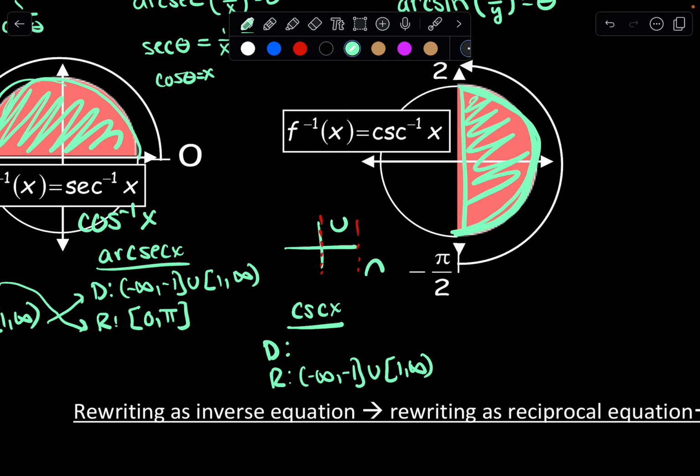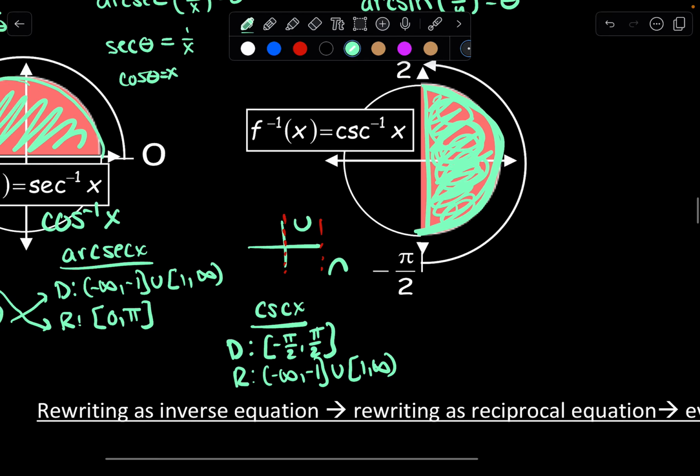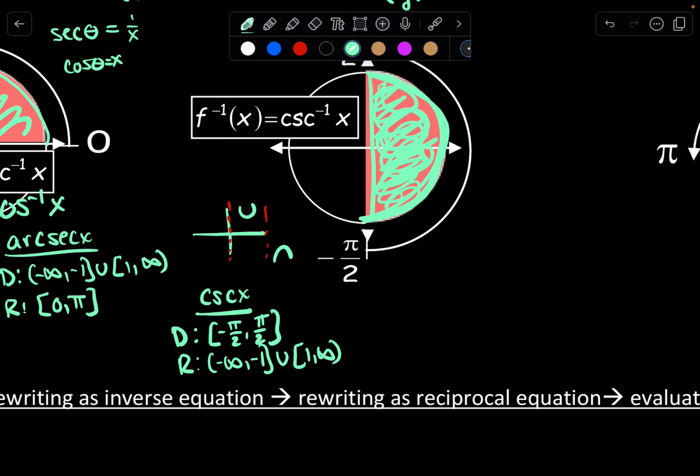I think I said arc secant. I meant arc cosecant. So the diagram shows the range for arc cosecant, which means it's going to be the domain restriction for cosecant, which is negative pi over 2 to pi over 2. And it is inclusive.